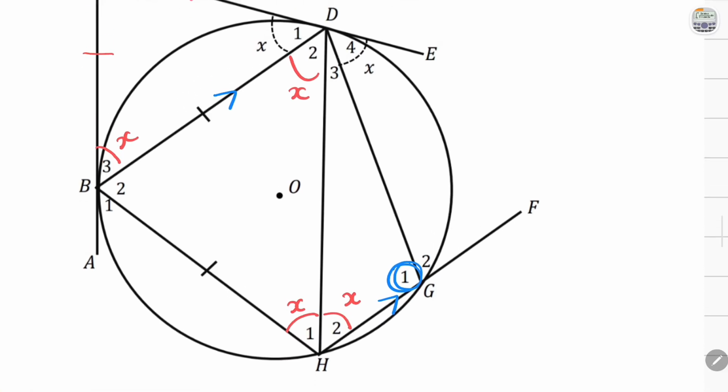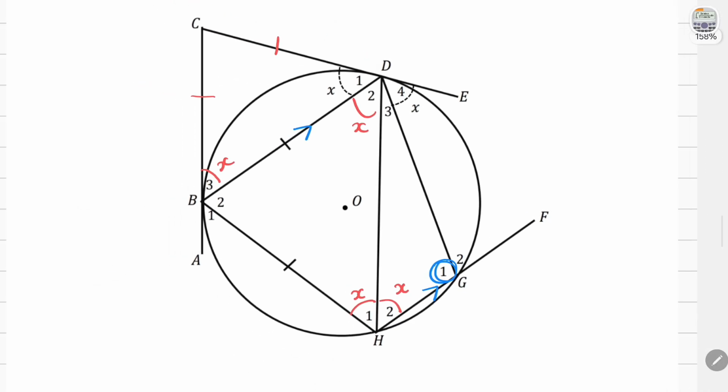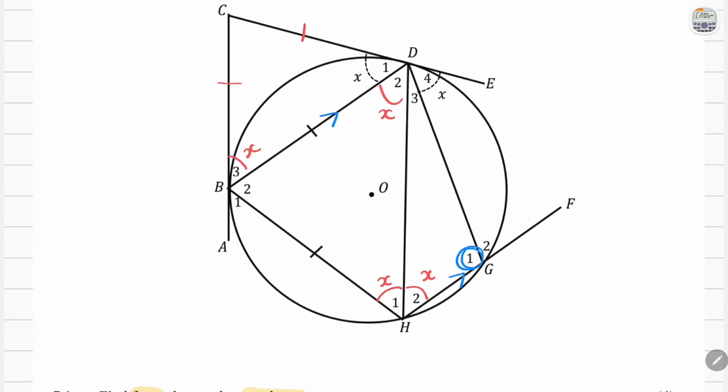Okay, so why would this possibly be equal to 2x? Looking at this, I realized that I can't really see angle G1 immediately being equal to 2x. I was looking for an exterior angle in this triangle, but this is already an interior angle, so this can't be the exterior angle. But if you look at the shape, you see that we have a cyclic quadrilateral here, and angle G2 is the exterior angle.